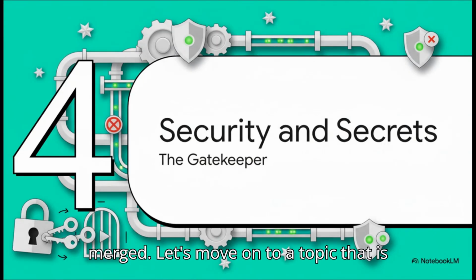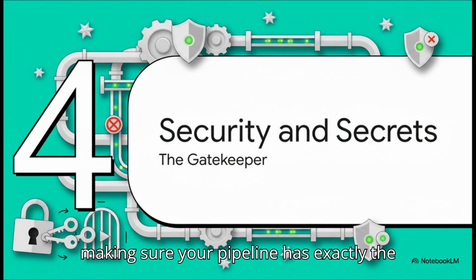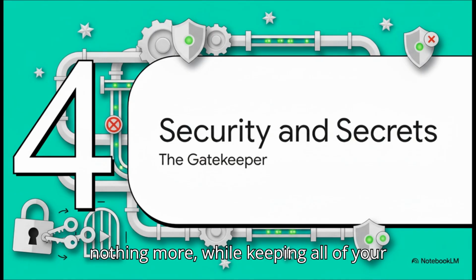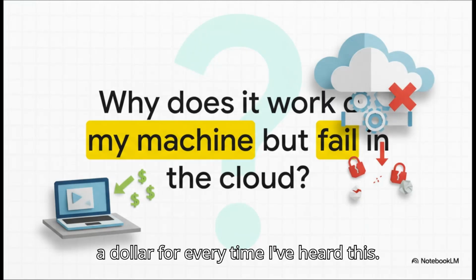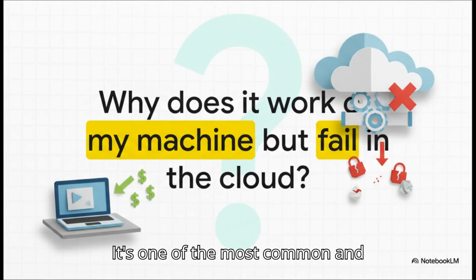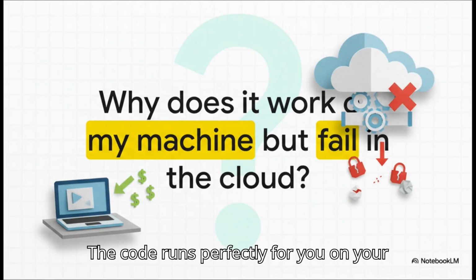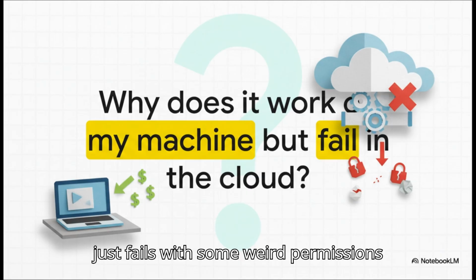Let's move on to a topic that is absolutely critical in the real world: making sure your pipeline has exactly the right permissions to do its job and nothing more, while keeping all of your secrets safe. Oh man, if I had $1 for every time I've heard this, it's one of the most common and frustrating things in cloud development. The code runs perfectly for you, on your machine, but the automated build pipeline just fails with some weird permissions error.